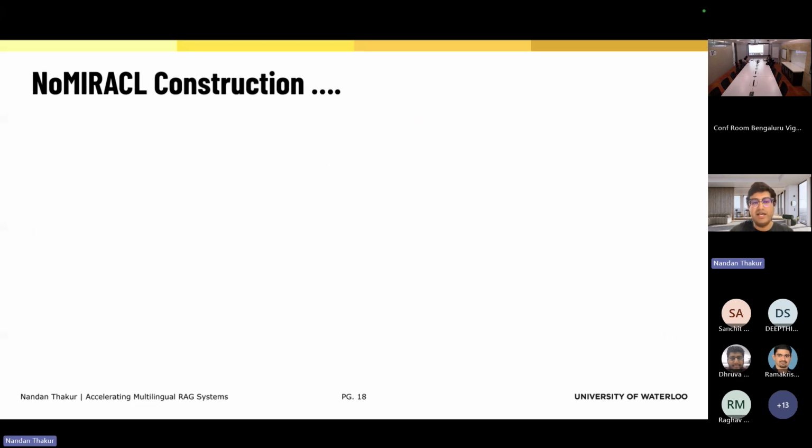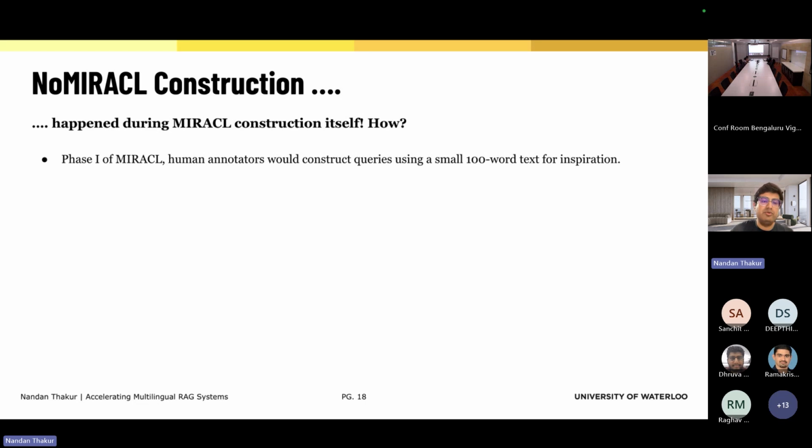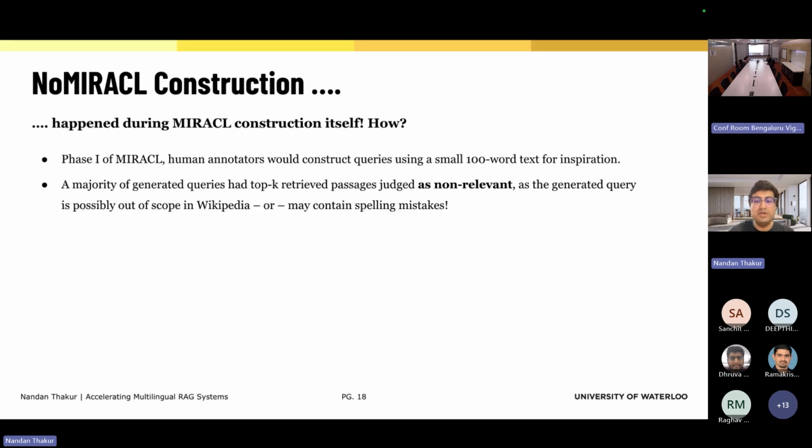Moving on. So how we actually constructed NoMIRACL happened during MIRACL construction itself. To remind you, in phase 1 of MIRACL, we would want human annotators to construct queries using the whole small 100-word text for inspiration. What we found was that a majority of these generated queries, once we did retrieval for them, all came out to be non-relevant. And there were two or three reasons for this. The majority reason is that often the information the query asks for is probably out of scope in Wikipedia. Or second, the query may contain some spelling mistakes, which leads to incorrect retrieval.